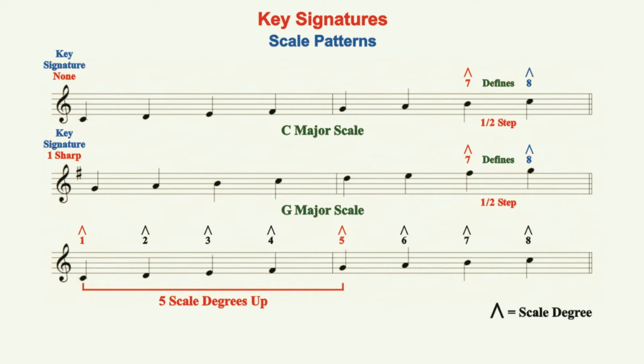Consequently, we establish our first pattern and a basic principle of music, and that is, in any major key, the 7th scale degree will always be 1/2 step from the tonal center, and will define that tonal center, or what we call the key.